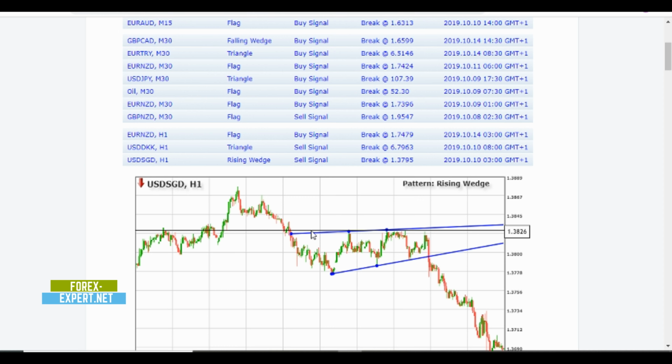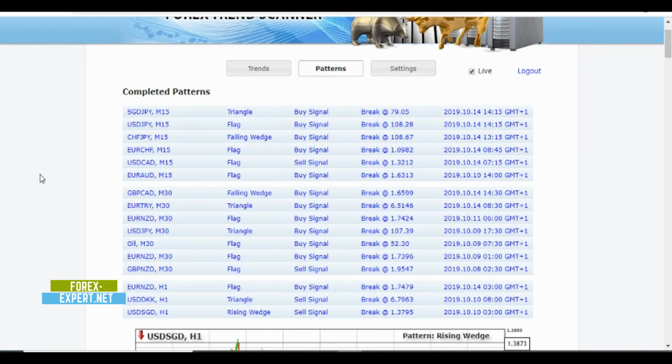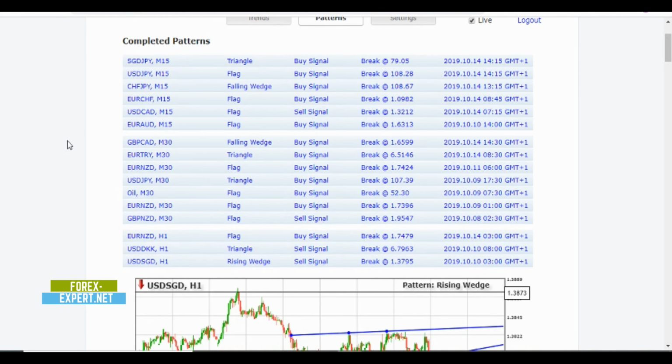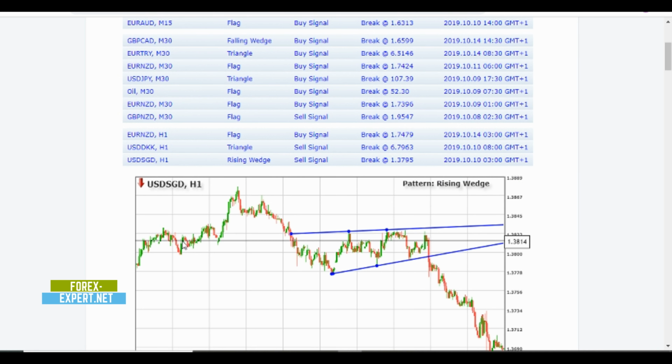Continuation patterns that are formed during a trend, okay? I'm using an online tool, Forex Trendy, the Forex Trend Scanner. It scans trends on 34 Forex pairs plus 3 commodities like gold, silver and oil. You will find all the time frames, and I'm going to show you now the last few good trades I took thanks to this online tool.